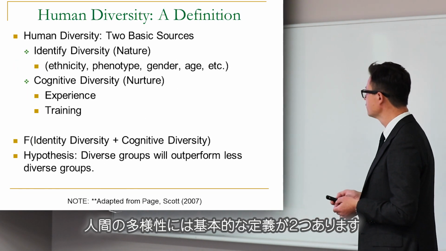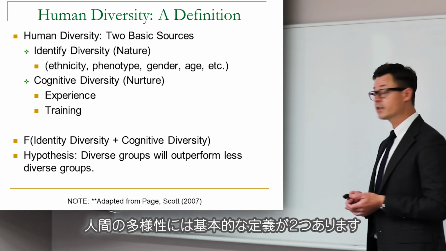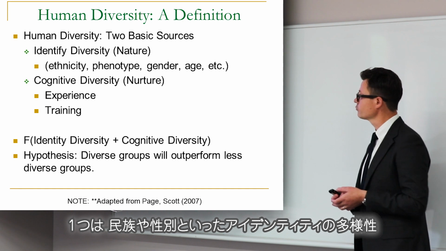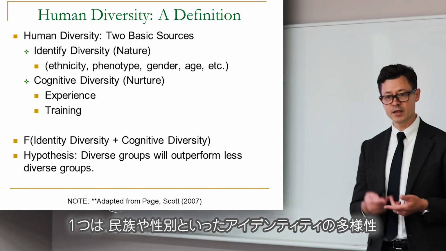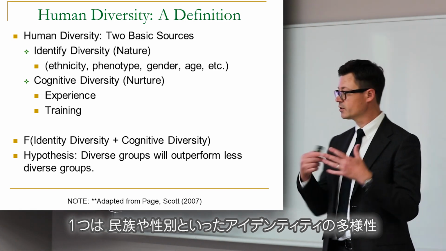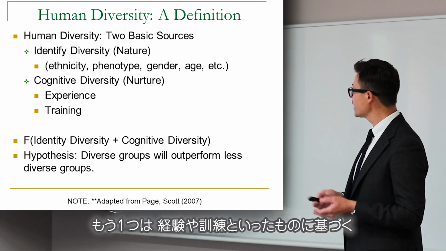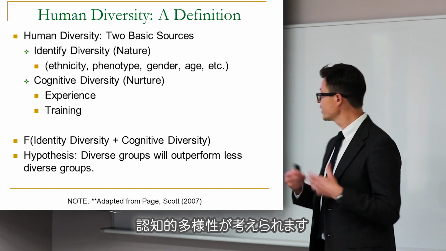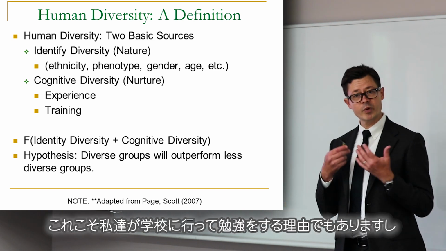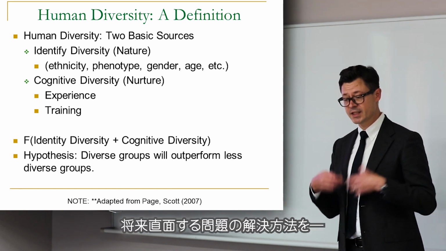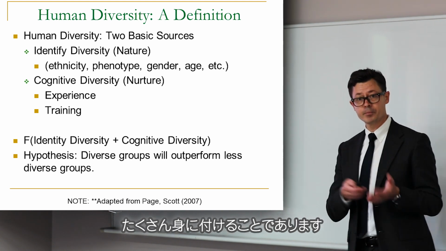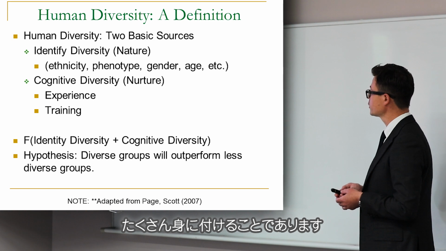A basic definition, right? Two basic sources. One stemming from what we can think of as nature, identity diversity, so ethnicity, phenotype, gender, age, and so on. And the other being cognitive diversity, which we can think of as being derived from nurture. So experience, our training, it's why we go to school, right? So we can increase the set of tools we have to solve interesting and important problems that we may encounter.